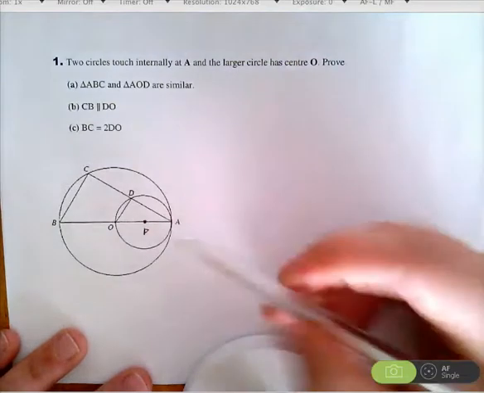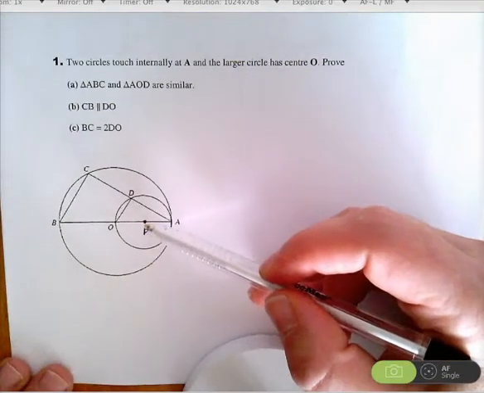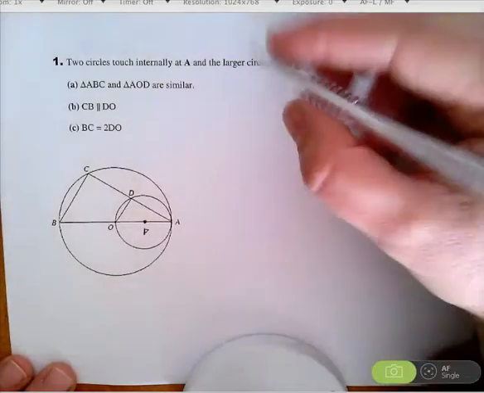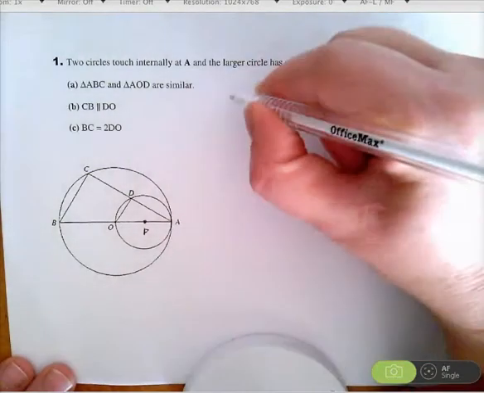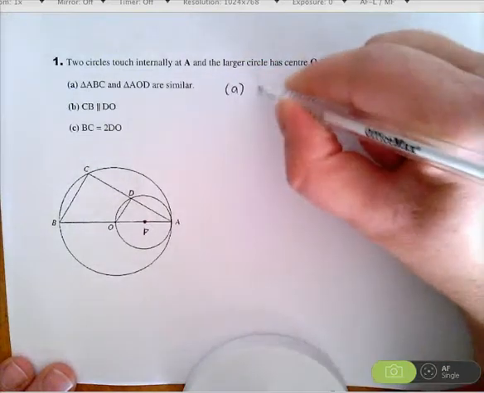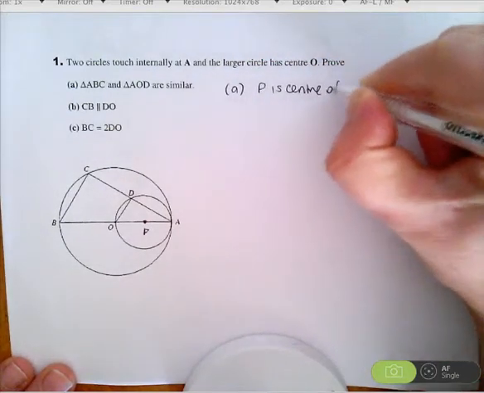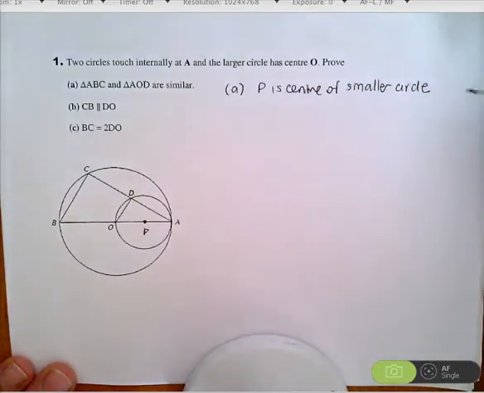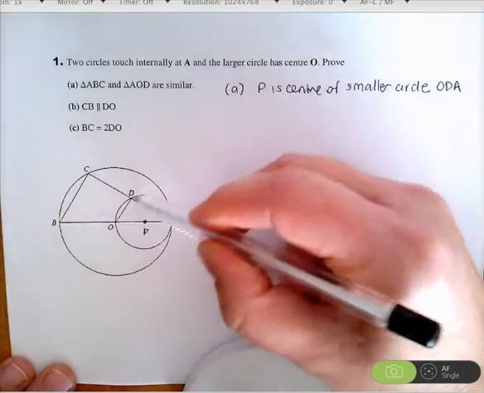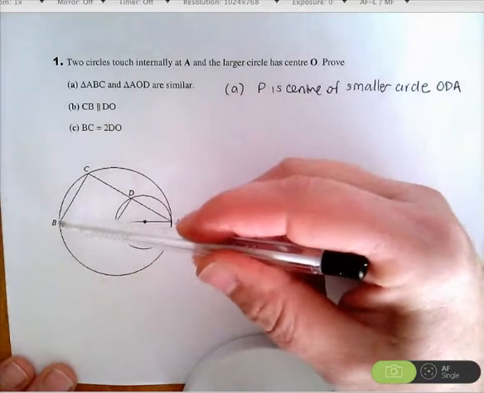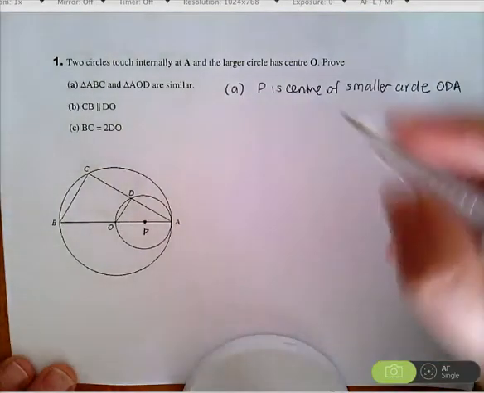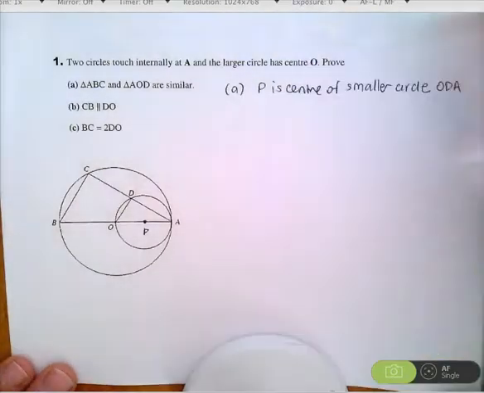I can say that P is the centre of the small circle, because when two circles touch, the line through their centres passes through the point of contact. So we need to state that first. We need to say in part A that P is the centre of the smaller circle. I'm going to call it the smaller circle ODA, because that circle passes through the points ODA. The large circle would be called circle, for example, ACB, or circle ABC. Okay, so P is the centre of the smallest circle ODA.